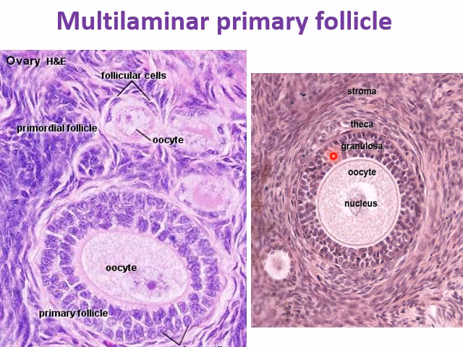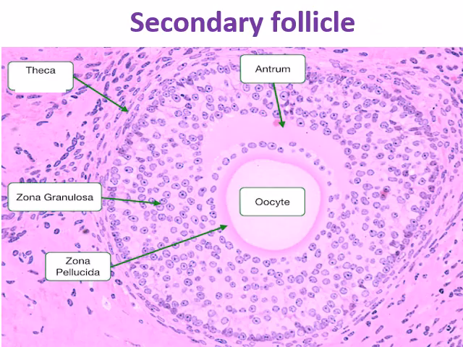Again, the multilaminar primary follicle: the primary oocyte increases in size. The granulosa cells increase and become many stratified layers. The follicular cells changed into the granulosa layer. The zona pellucida appears between the primary oocyte and the granulosa cells. The connective tissue around the follicle becomes known as theca folliculi. With more FSH secretion, the multilaminar follicle will change into a secondary or antral follicle.